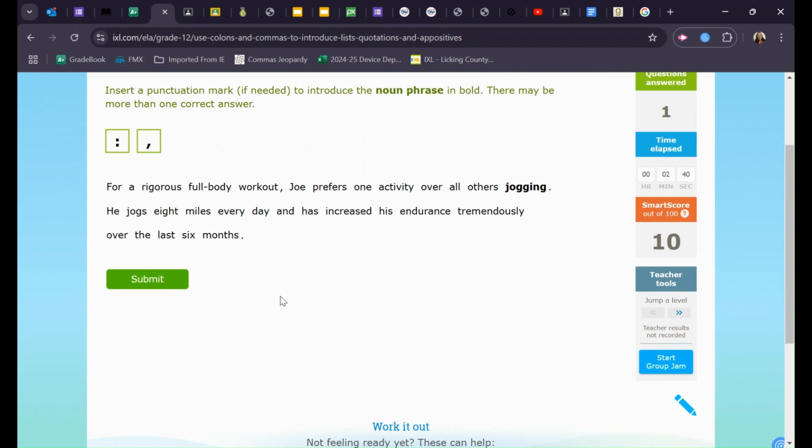This full body workout, Joe prefers one activity above all others, jogging. Well, I've got that strong sense of, and here's what it is. I need that information about jogging to complete my thought. This looks like the perfect place to use a colon. Or a dash. But our choices are comma and colon. Let's go with the colon.